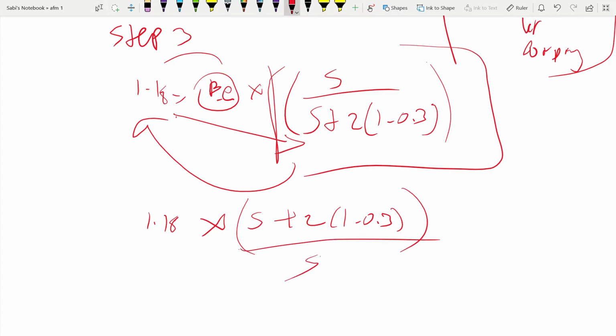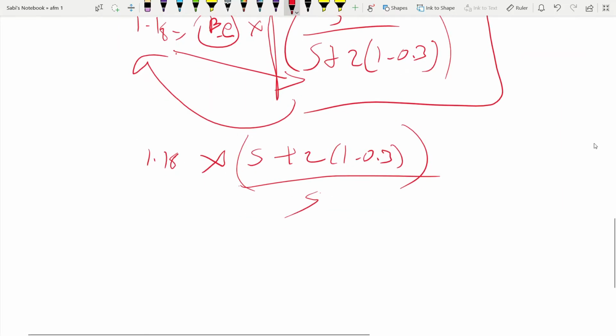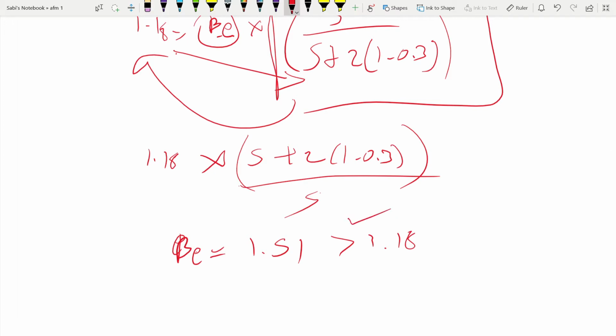This is what's happening in the picture to find the equity beta. And once this is done, I'm just telling you the answer. Make sure that you do the calculation. It will be 1.51. Again, check whether this is correct or not. Why? Because this is more than 1.18, which is the asset beta. So technically it is right. Most of the time when it's technically right, it means the answer is right. Should be.